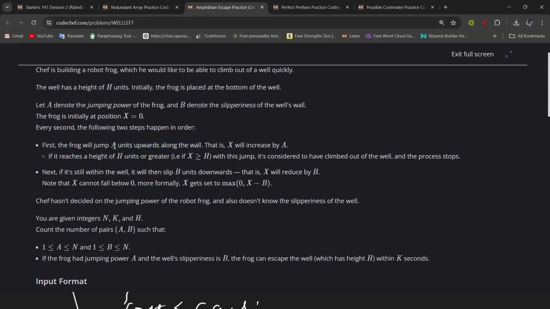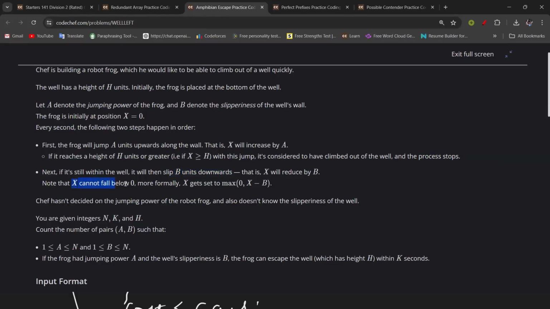So first, what the frog will do, there are two values also given, a and b. So he can jump a units upward. So x will increase by a. If it reaches a height of h units or greater with this jump, it's considered to have climbed out of the well and the process stops. So with this jump, if he goes above the level of h, so if he comes out of the well, the process stops. If he doesn't come out of the well, so if he makes a jump of a units and still he is inside the well, then he slips b units downwards, that is x will reduce by b. So he would slip b units downward after that.